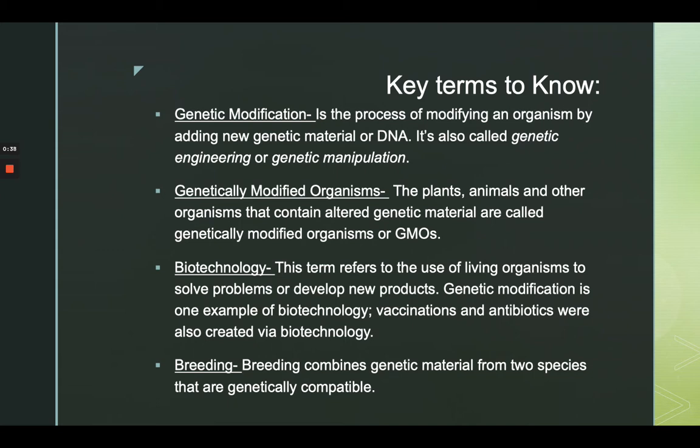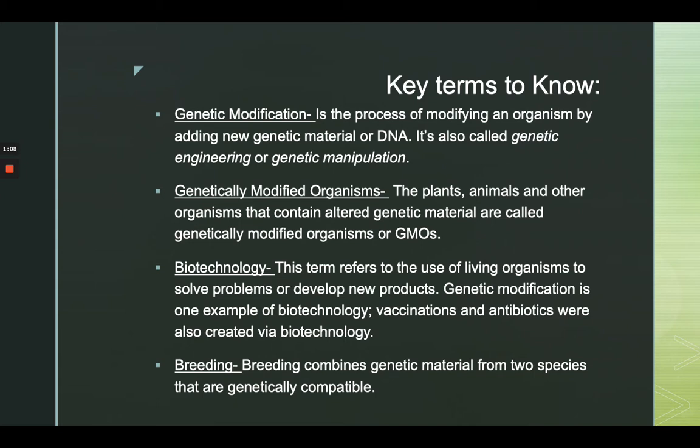Genetically modified organisms are the plants, animals, and other organisms that contain altered genetic material, and they are known as GMOs. Biotechnology, this term refers to the use of living organisms to solve problems or develop new products. Genetic modification is one example of biotechnology. Vaccinations and antibiotics were also created via biotechnology.